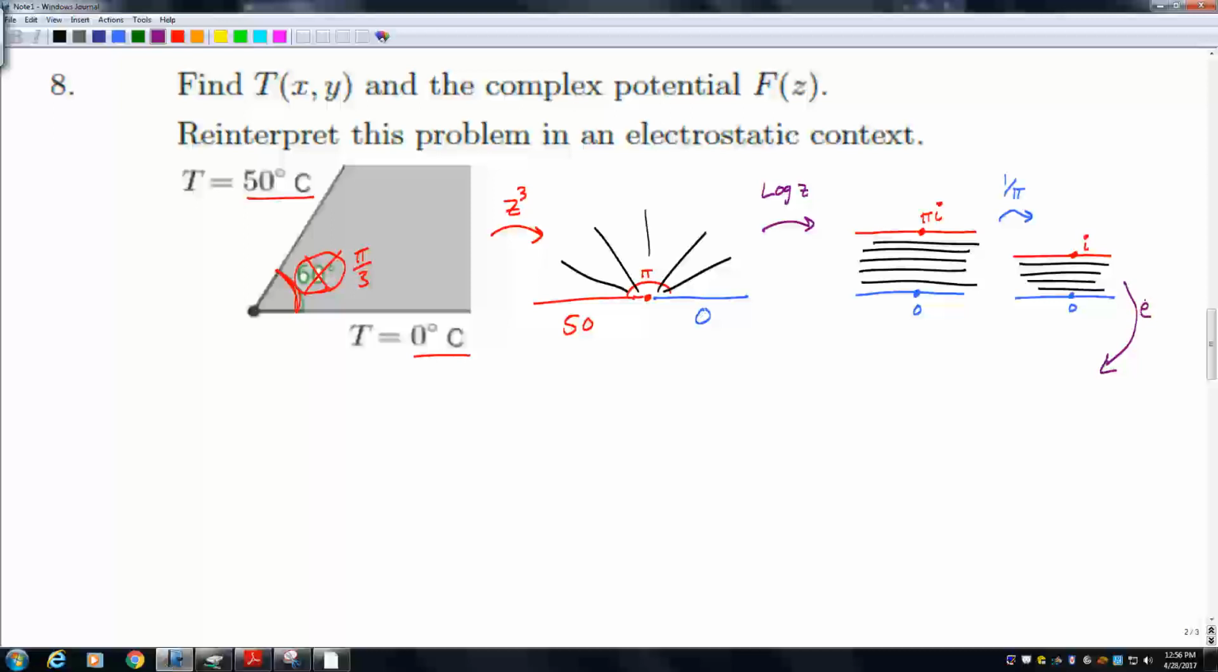If we multiply by e to the negative pi i over 2, also known as multiplying by minus i, that's just a rotation clockwise. So now my picture is a very standard looking one, this is 1, this is still 0, and now these vertical lines would be my lines of constant temperature, my isotherms.